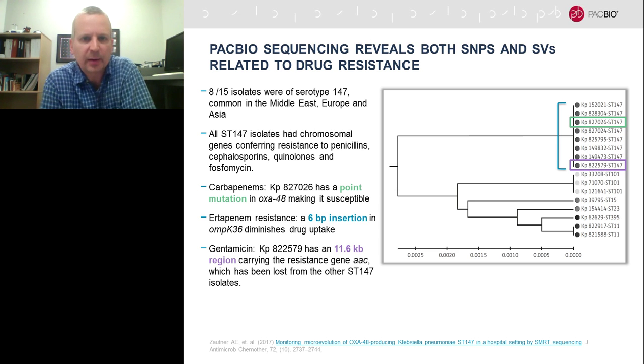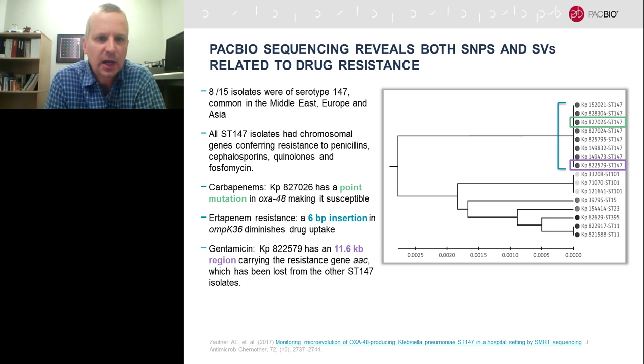They found that PacBio sequencing reveals both single nucleotide variation and structural variation. So these were different serotypes. They had multiple resistance to penicillins and other antibiotics. And they were able to find, through the complete genome, the different causative mechanisms: point mutations that confer carbapenem resistance, resistance that is mediated by an indel, a 6-base insertion, and in one case, an 11,600-base resistance gene that was lost from the other isolates that was conferring the gentamicin resistance.